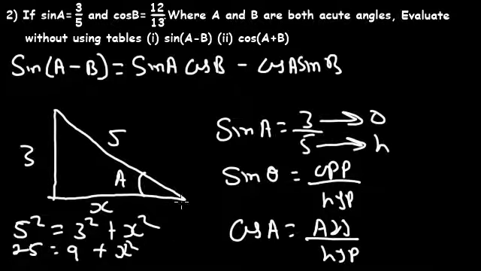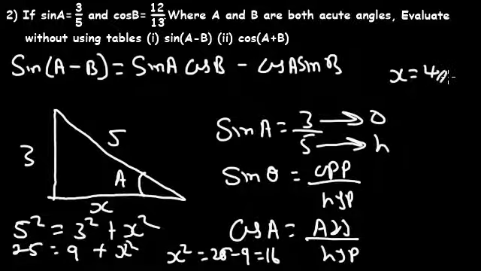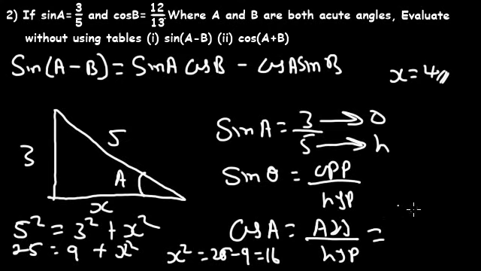Now, upon subtracting 9 from both sides, we have x squared equal to 25 minus 9, which is indeed equal to 16. And upon taking the root of both sides, the value of x will be equal to 4. So this is the adjacent. Therefore, cosine A will be equal to adjacent 4 divided by hypotenuse 5. Then you have cosine A.